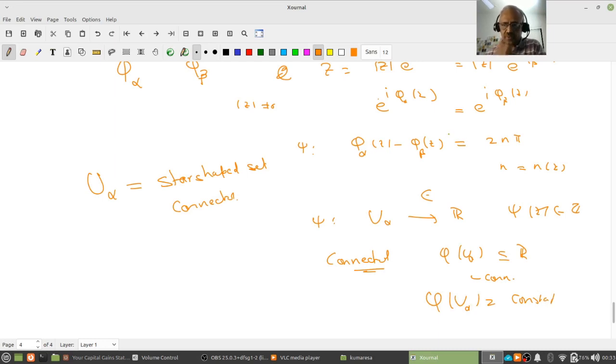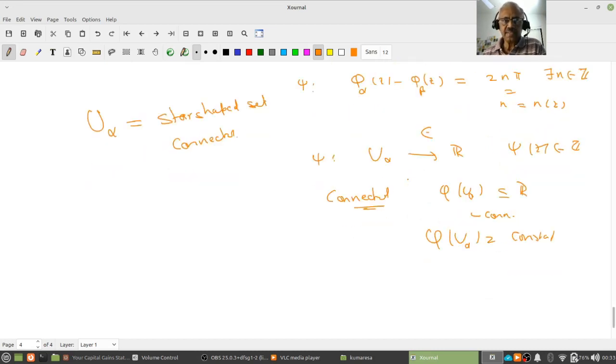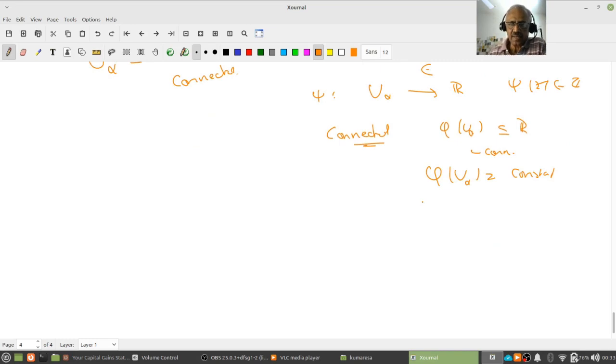So we know there is a single n, a single integer, so that phi alpha and phi beta differ. That is, two continuous arguments on U alpha differ by a constant. What is the constant? 2n pi. Okay, please understand. And if you don't like connectedness etc., all you have to do is this. Suppose I have fixed alpha, right? Then you can see, take a point like this, then any point will be connected to a line here.